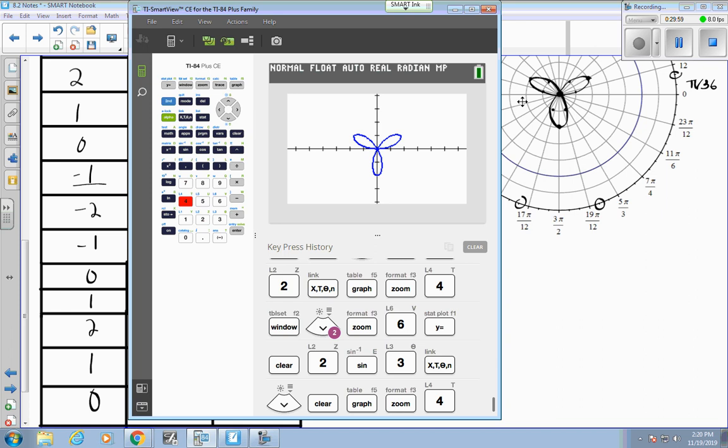So if we zoom in on this, I mean, that's pretty spot on of what this graph should look like. There should be 3 tips, and we see the radius of 2 for each of those 3 tips. That's a fairly good graph.